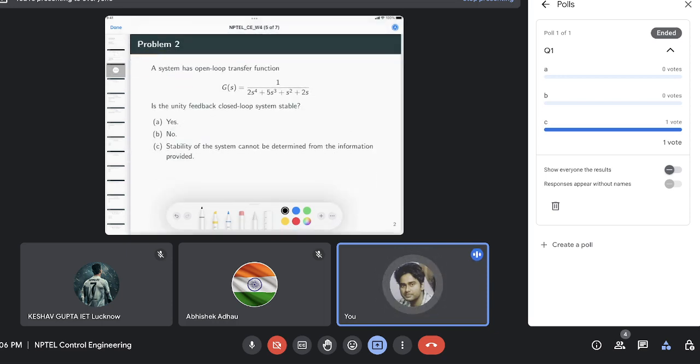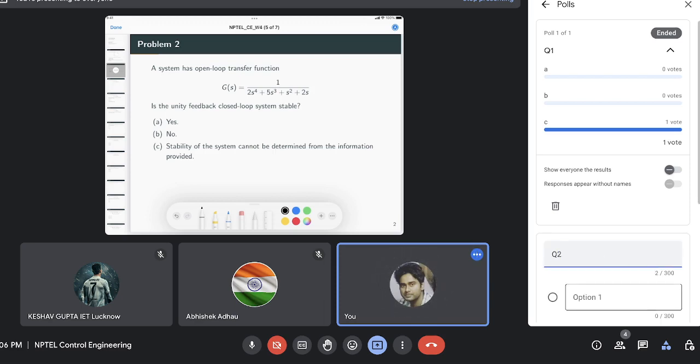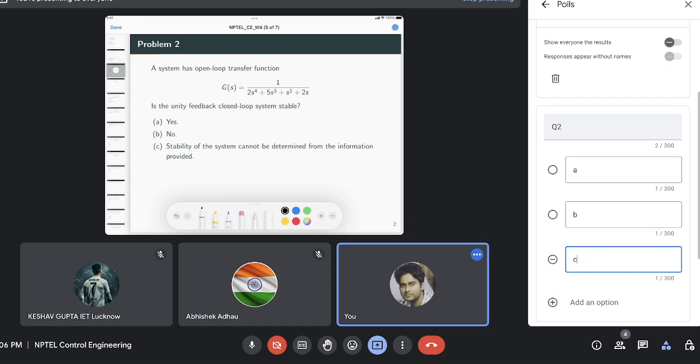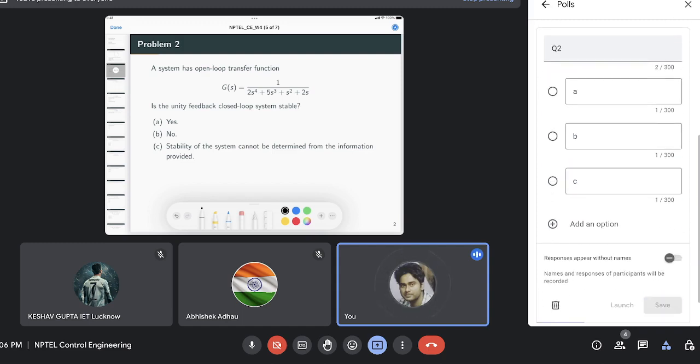So you have an open loop transfer function with unity negative feedback. Whether the closed loop system will be stable or not. So again, the basic question. Okay, so you can answer through the poll.